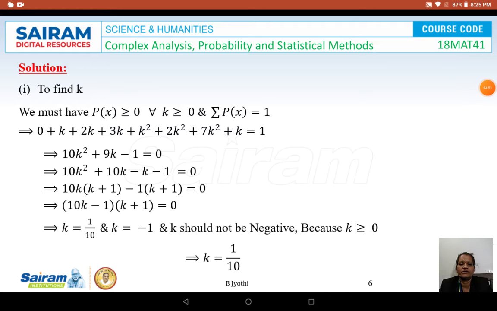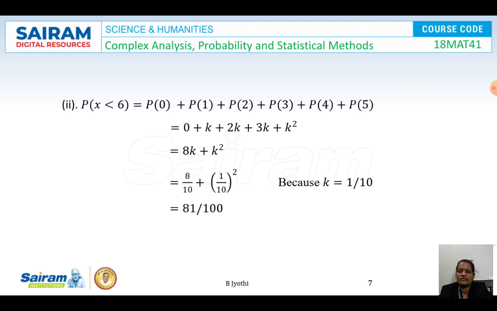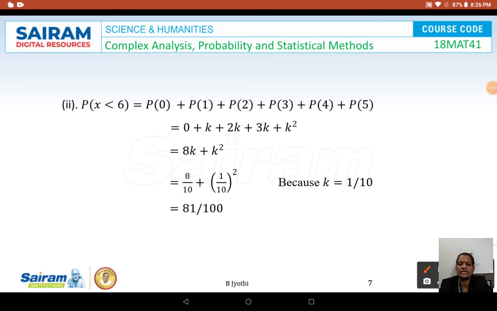Now that we have found the value of k, we need to find the probability of various inequalities. So here, P of x less than 6. When it is less than 6, it excludes 6 and starts from P of 0, P of 1, P of 2, P of 3, 4 and 5. What was P of 0? P of 0 is 0. P of 1 is k and P of 2 is 2k and P of 3 and so on. We can add everything. So we get 8k plus k square, and on substituting k equal to 1 upon 10, we get 81 divided by 100.